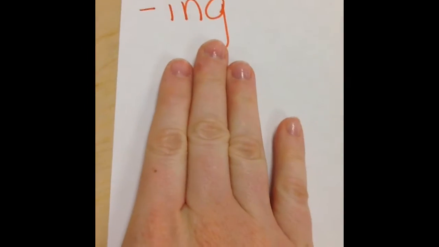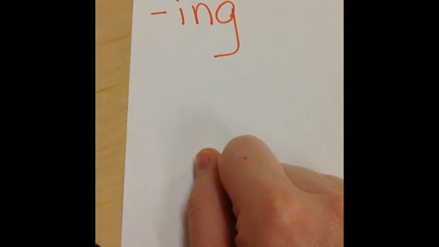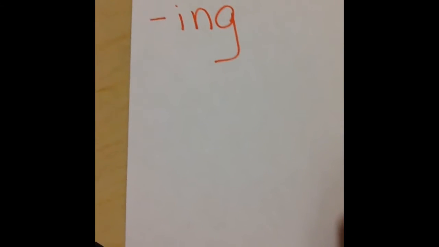Let's try another tricky spelling pattern. I am so excited because this is my favorite spelling pattern of all time. Mrs. Norton calls it the magic ing. It's like fairy dust. You add an ing to anything and it makes it happen right in the moment. Can you think of a word that ends with ing? Ing? Turn and talk.